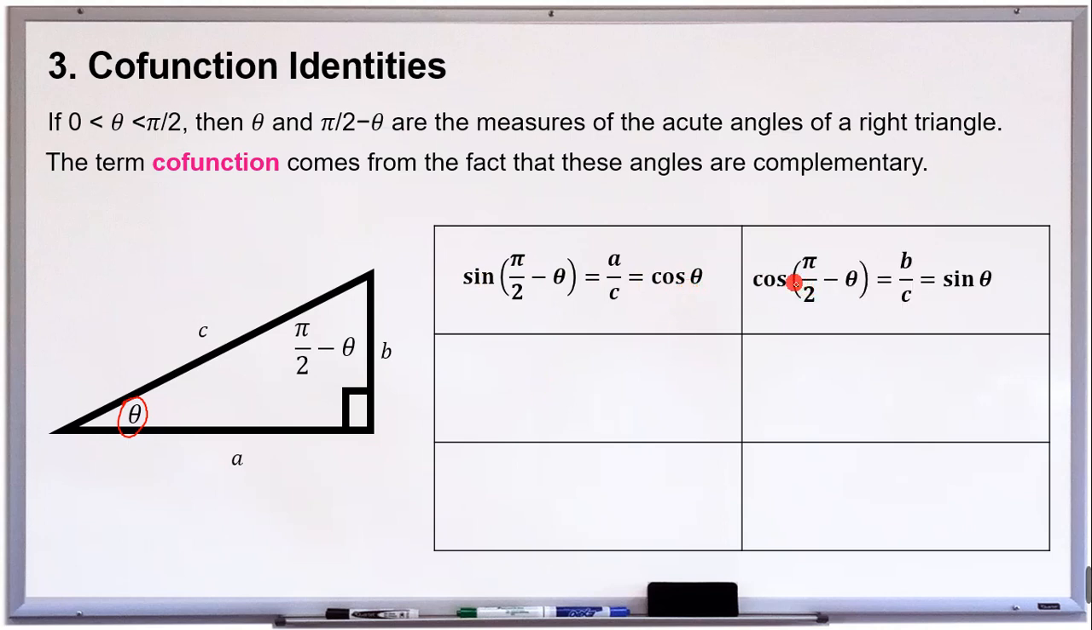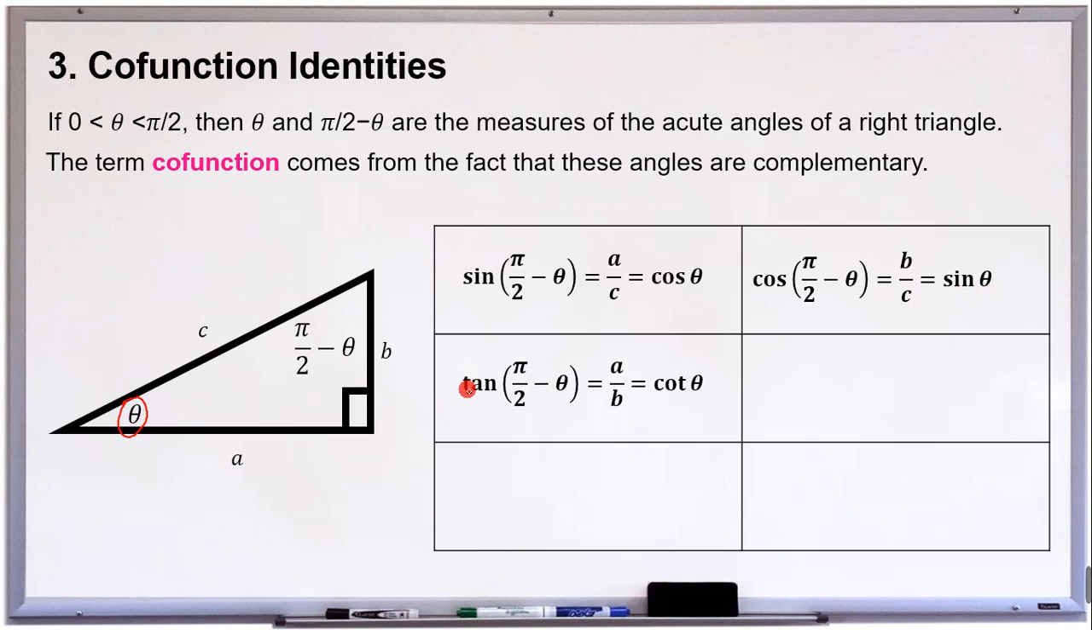Now, for the cosine, if we have cosine of 90 minus theta, upon looking at the right triangle, the cosine of this angle is the ratio of the adjacent side, which is B, over the hypotenuse. So we have here B over C. Now, the ratio B over C is also equal to the sine of theta, because the side B is now opposite to angle theta and C is our hypotenuse. So the cosine of the complementary angle of theta is simply equal to the sine of theta.